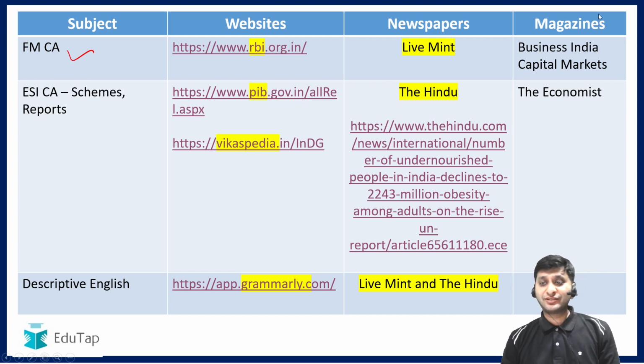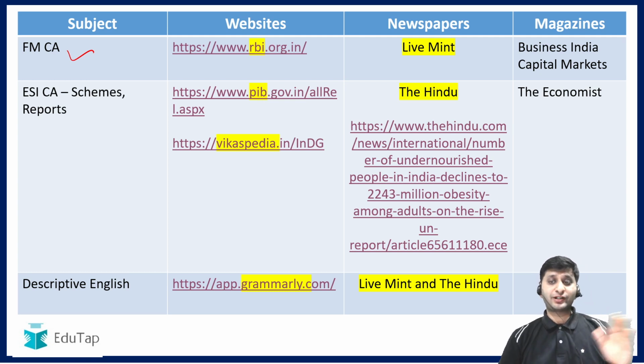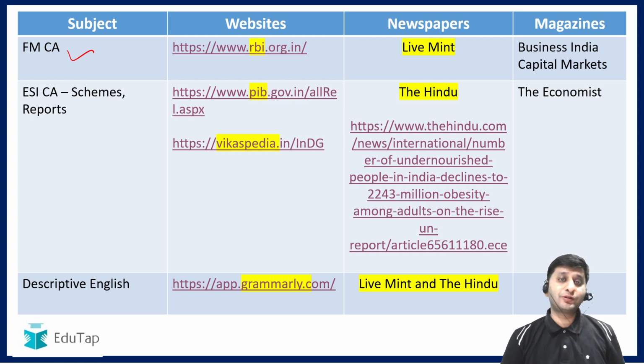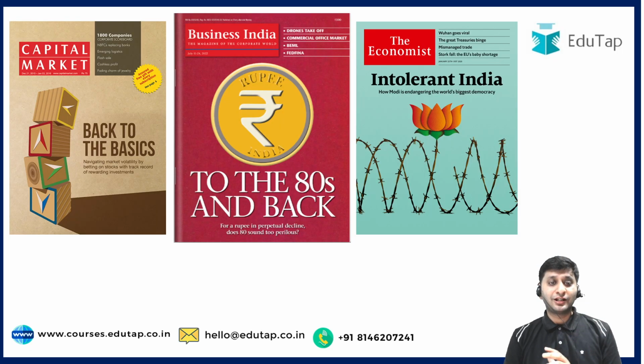Now coming on to the magazines, guys. Now why do you need to read magazines? Because see, 50% of your ESI and FM, or if I talk about FM right now, is descriptive. And in descriptive paper, if you can write some analytical points, some thoughtful points, it is always going to give you some value add and the examiner is going to like it. तो इसके लिए for finance, I would say 2 magazines, Capital Market and Business India. ये बहुत अच्छी हैं. The good point is that any regulation, any reforms that are being taken, they would be thoroughly analyzed in these magazines.